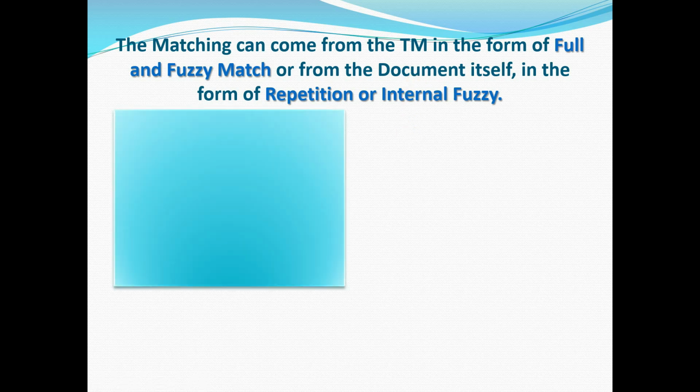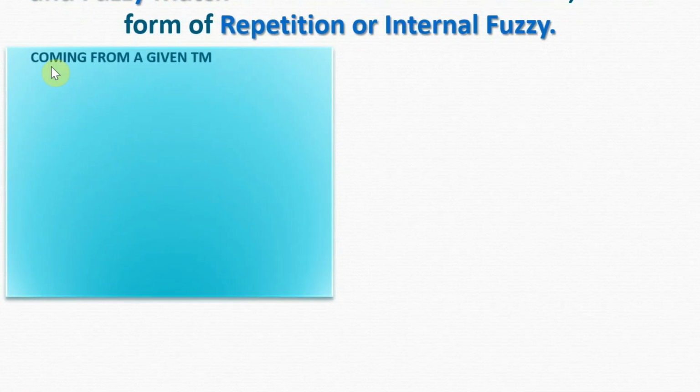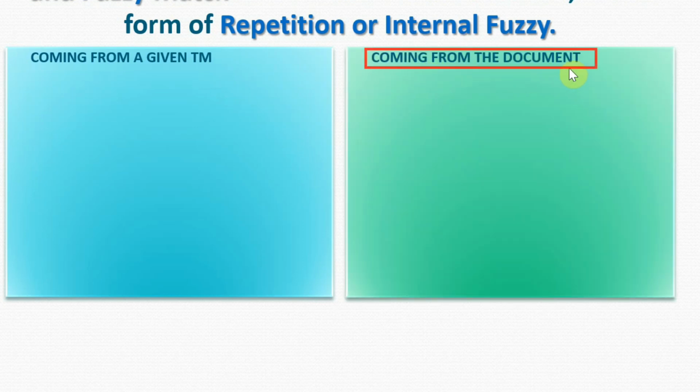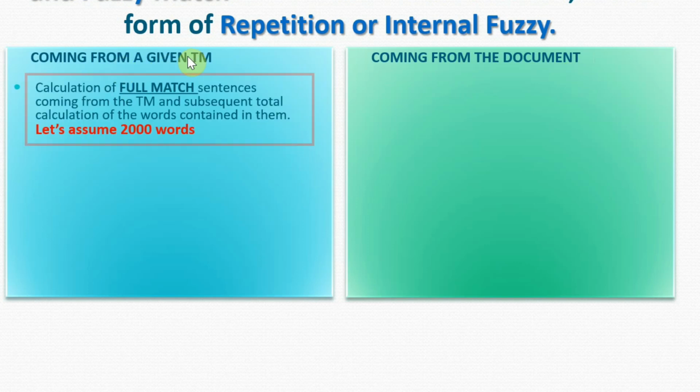And here we have this rectangle related to the words coming from a given TM, and this other rectangle related to the words coming from the document. Coming from the TM, we might have full matches. And let's assume that we have 2,000 words that are considered to be full match because they belong to a certain amount of sentences that are considered full match.